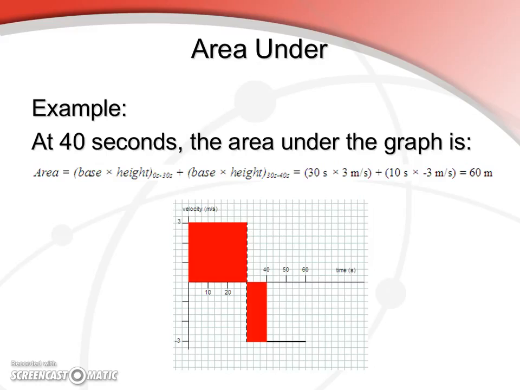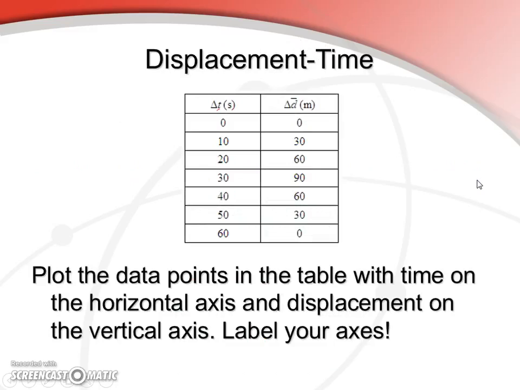Okay, so hopefully you filled out your graph now, but we'll do one example here. At 40 seconds, we have the area under the graph as the expression given here. The area above is 30 seconds times 3 meters per second, equals 90 meters, plus 10 seconds times negative 3 meters per second, which gives us a total of 60 meters. And if we fill out the rest of the displacement time chart, it looks like this.